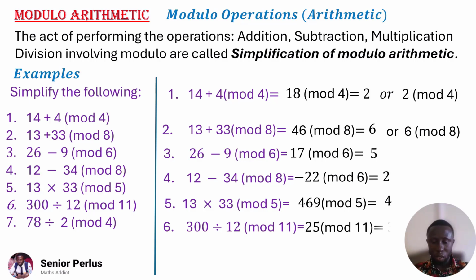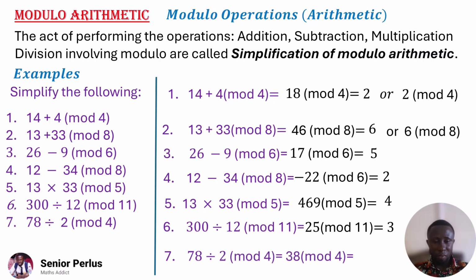300 divided by 12, 25 mod 5. 25 mod 5 will be 0. So you will not have any remainder. Good. Now it's 25 mod 11, which is 3.